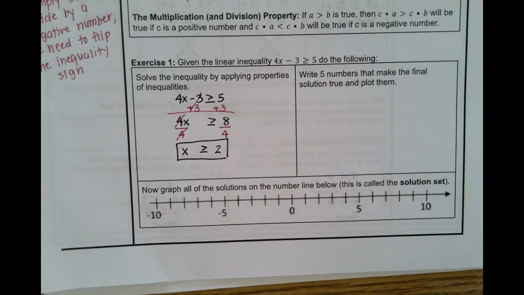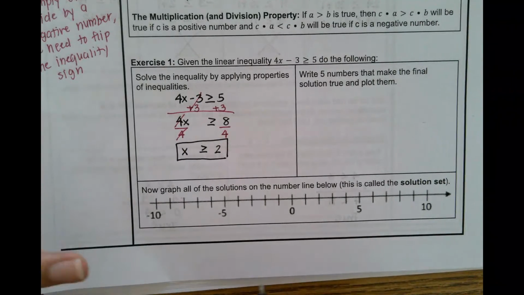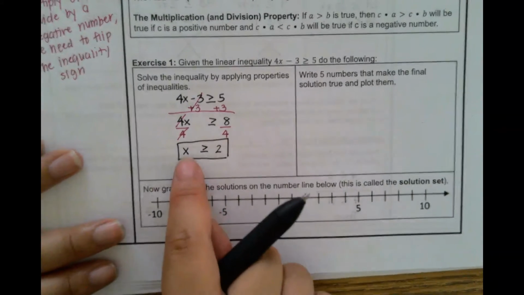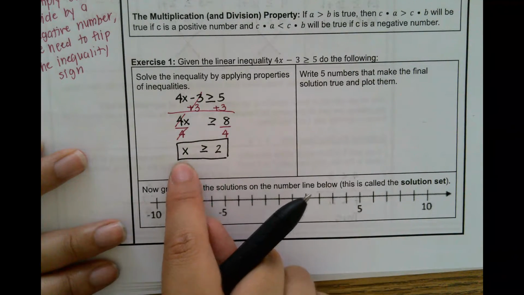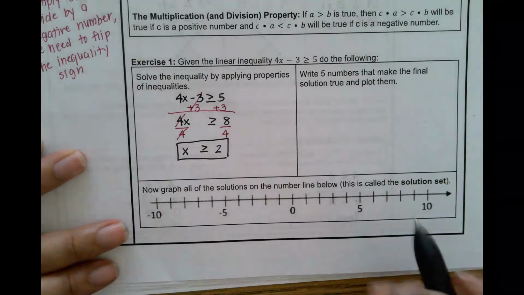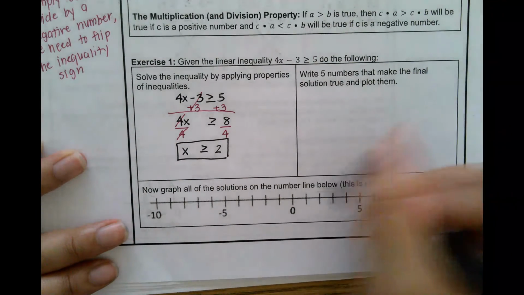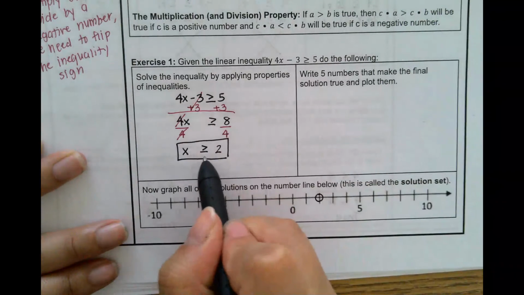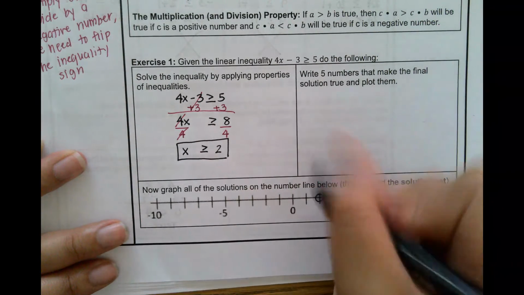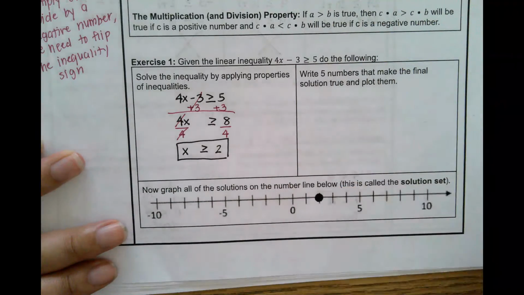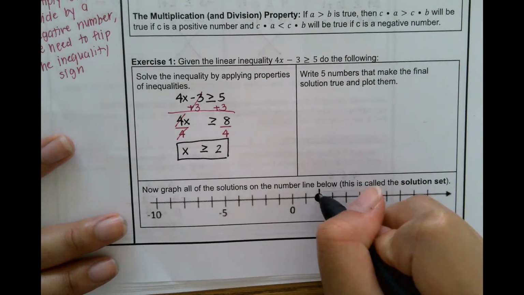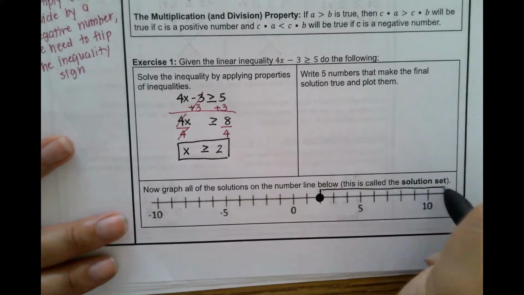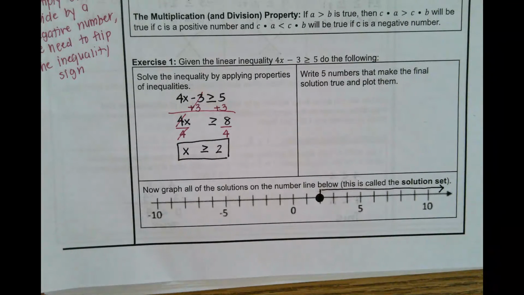I'm going to graph all of my solutions on the number line below. Whenever I'm solving inequalities, it's best to have x on this side, because it makes it easier for us. So x is greater than or equal to 2. Here is 2. Because it's equal to, it includes it, so it's going to be a closed circle. Then I want all the numbers that are greater than or equal to 2, so they are here on the right, and I'm going to shade it like this.